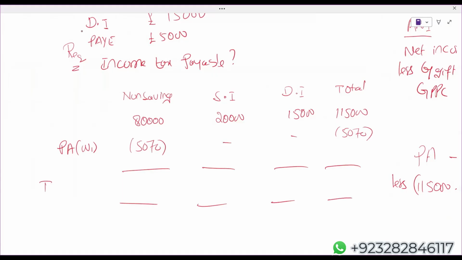Taxable income. 80,000 minus 5070, 74,930. And for 2015, 1,15,000 minus 5070. I'm getting 109930.